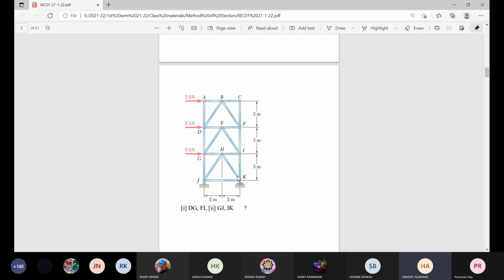Now, what about the reaction at J? It is a hinge support. So there is a possibility of two reactions. Sir, at a hinge support 2 reactions, and in a roller support 1 reaction.